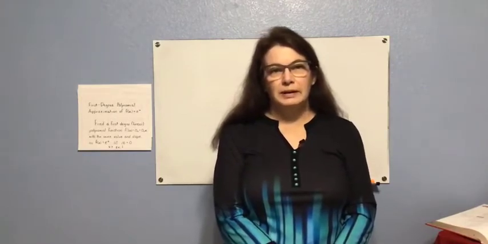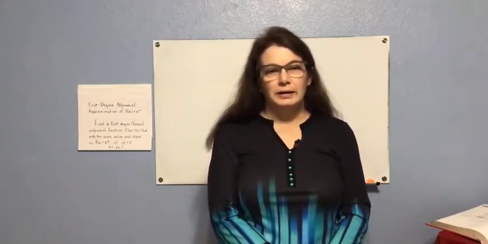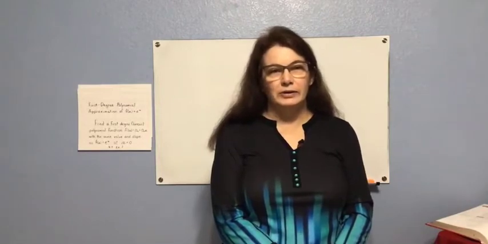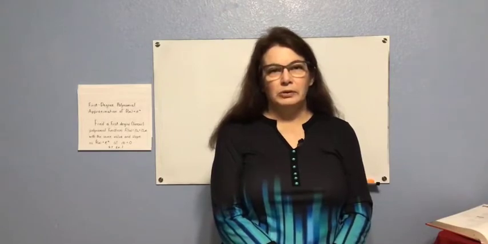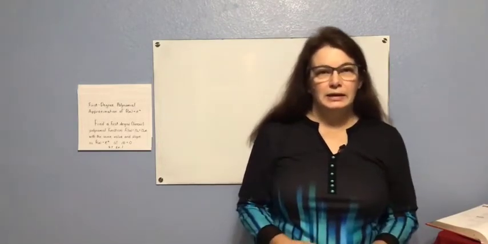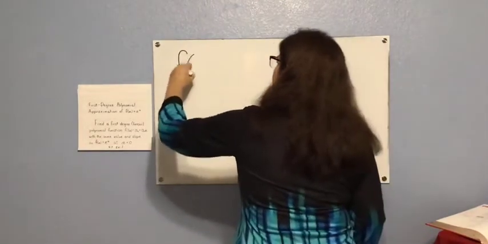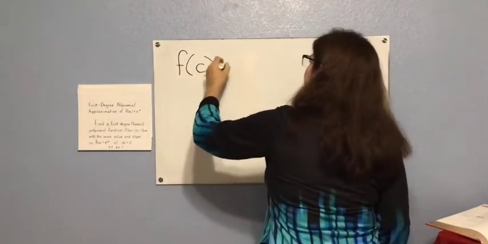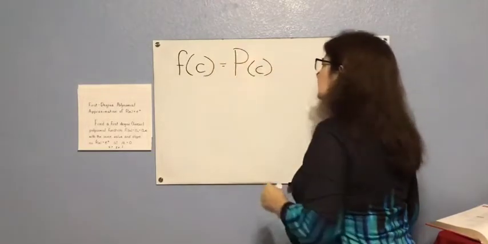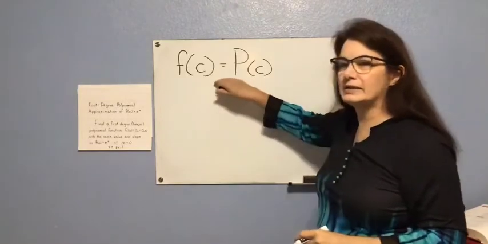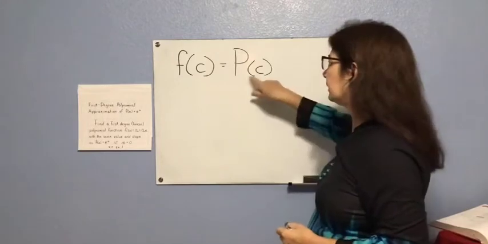Our first step in finding this polynomial function is to pick a polynomial function that has the same value as the other function at a particular point. We're going to call that point C. So what I want to do is pick, for f of c, some value of the function. I want a polynomial function where these two have the same value at this particular point C.